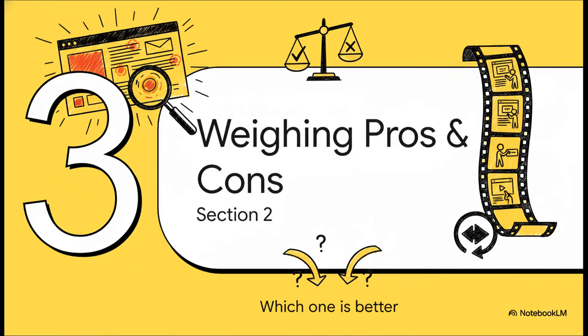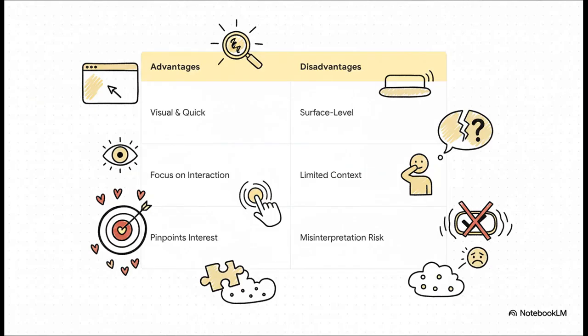All right, so we've got our two tools. One gives us the big picture, the other gives us the super close-up. But which one's better? Well, it's not really that simple. Let's weigh the pros and cons of each. The absolute beauty of a heat map is its simplicity. It's visual, it's fast, and it instantly shows you where user interest is highest.